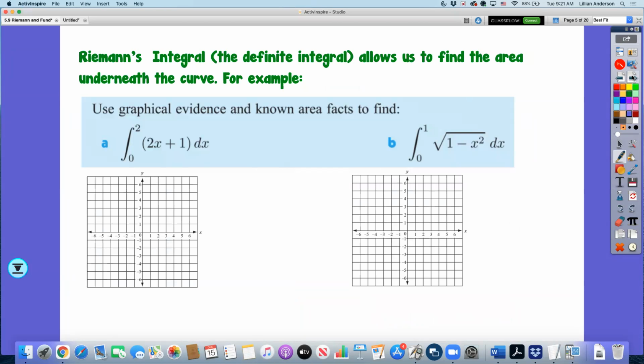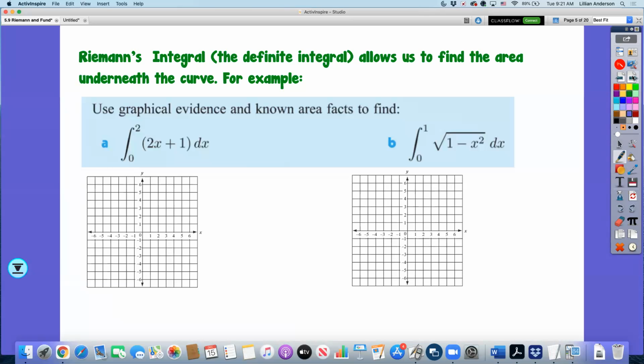So Riemann's integral, or the definite integral, allows you to find the area underneath a curve. If you notice the difference between the definite integral and the indefinite integral from the last section, the definite integral has bounds on it. It has those values for a and b. That's one way you'll be able to tell the difference between the indefinite integral, where you have to use your plus c, versus your definite integral that actually allows you to find the exact area.